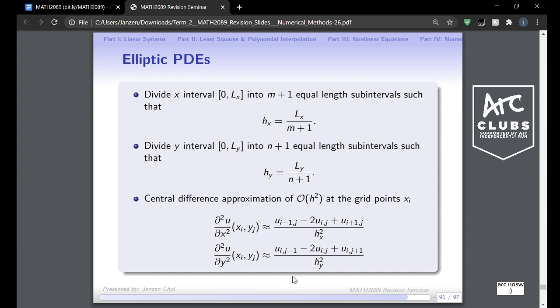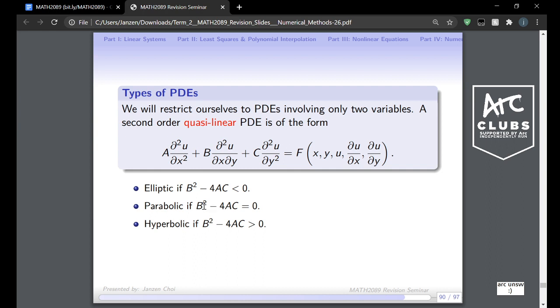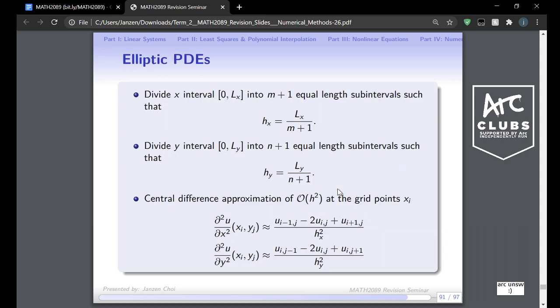We then substitute the approximated partial derivatives into the original PDE. So basically for elliptic PDEs, we will have this expression and this expression. So basically we can just equate these 2 expressions and rearrange the values to get the expression in the form that they want us.